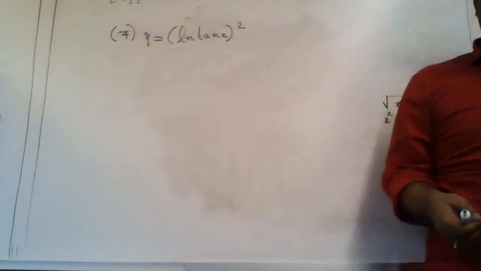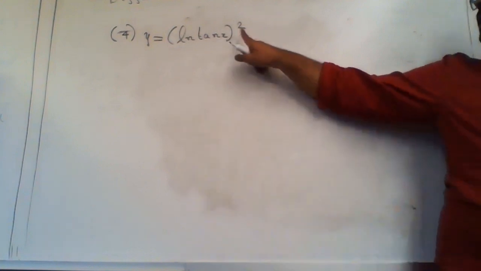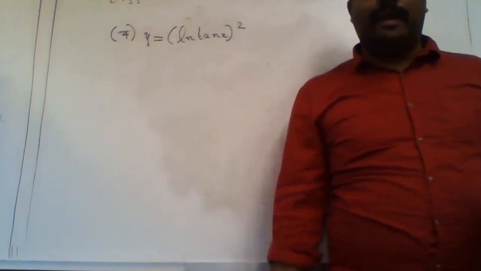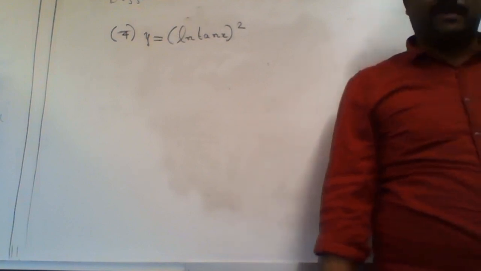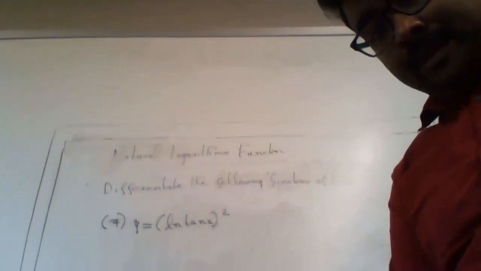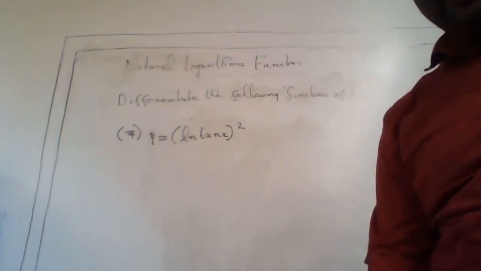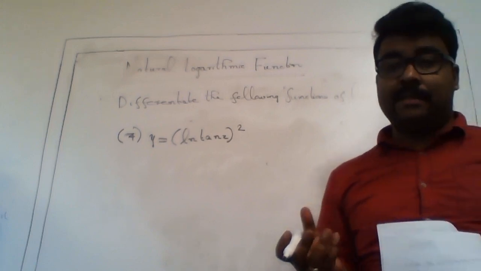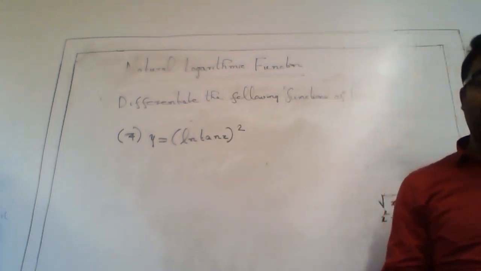So first of all, what is the outermost function? The outermost function is x squared. What is the derivative of x squared? The derivative of x squared is 2x. But we have to find the derivative of the outer function evaluated at the inner function.